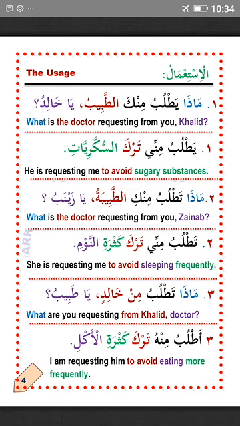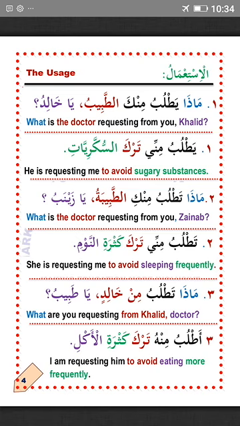Al-istimal, the usage. Wahid, number one. ماذا يطلب منك الطبيب يا خالد؟ So what is the doctor requesting from you, Khalid? Know the answer. يطلب مني ترك سكريات. He is requesting me ترك سكريات, to avoid sugary substances.